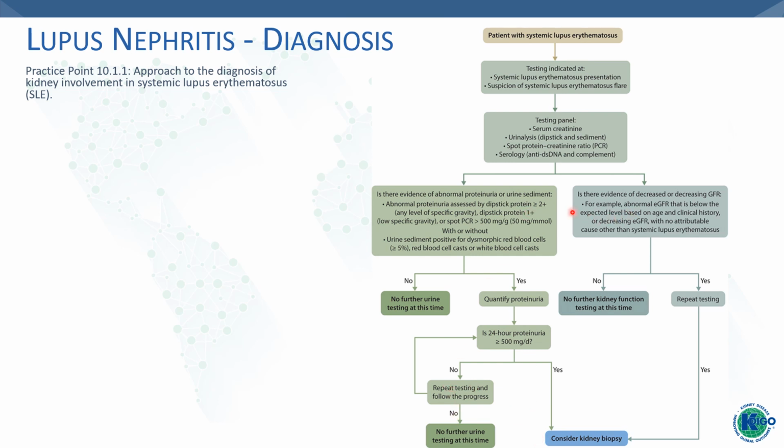From the start, if there is evidence of decreased or decreasing GFR, for example, abnormal eGFR that is below the expected level based on age and clinical history, or decreasing eGFR with no attributable cause other than systemic lupus, if yes, repeat testing and consider biopsy. If no, so no further kidney function testing at this time. So this is how you will handle cases of systemic lupus erythematosus presented with renal affection.